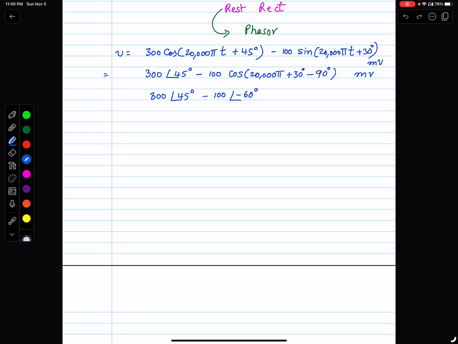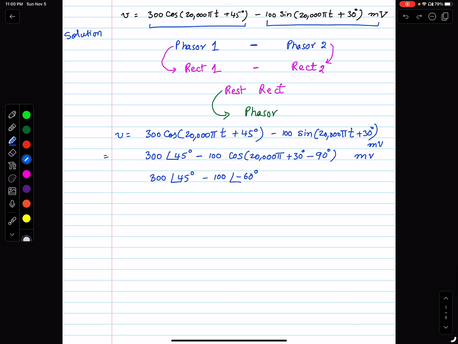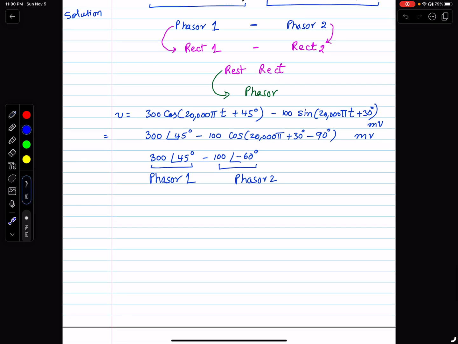So we have arrived at what? We have arrived at the phasor form. This is the phasor 1 and this is the phasor 2. What is the next step? The next step really is to convert both of them into their corresponding rectangular forms.